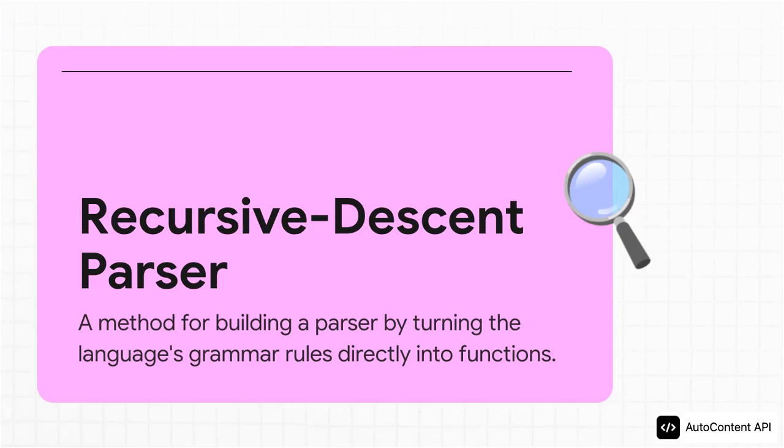Now, that might sound complicated, but the whole point is its beautiful simplicity. You basically just turned the grammar rules of your language directly into a bunch of functions that call each other. Back then, when everyone was using these clunky generator tools like Yacc, this clean, direct approach was a total game changer for a lot of people.